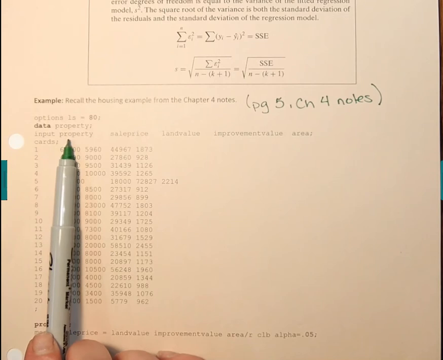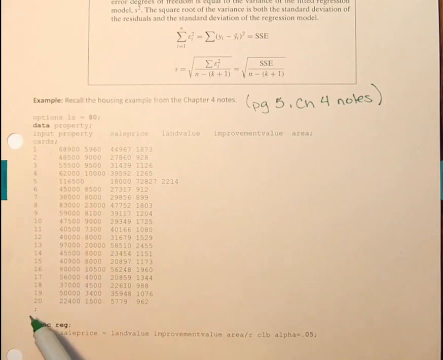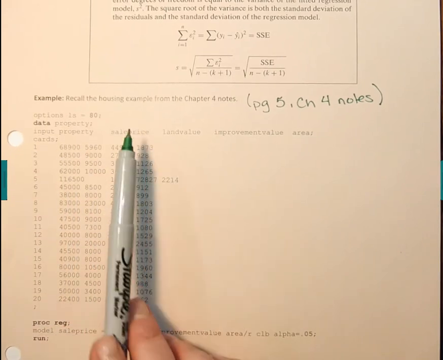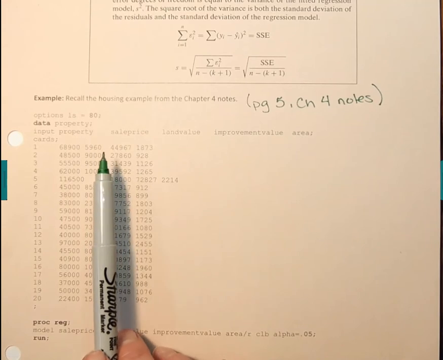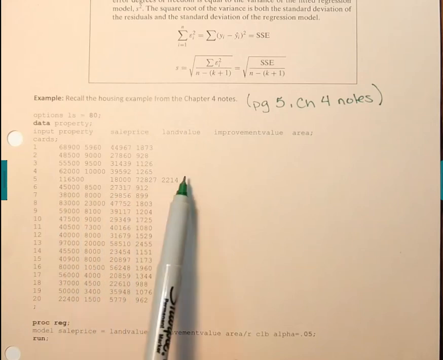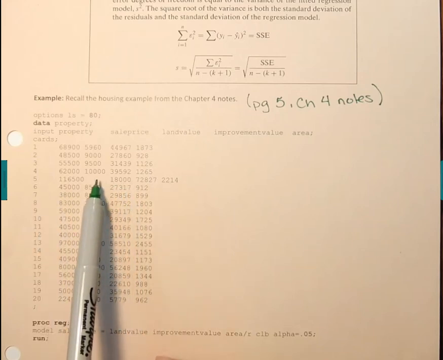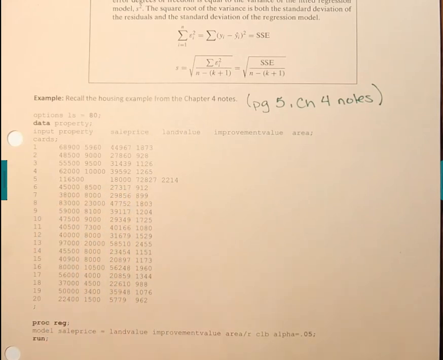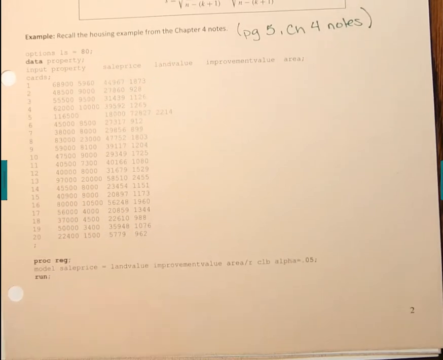Our first input is property, and that is just an identifier 1 through 20. The next one is the sale price. We then have the land value, the improvement value, and we then have the area. And this is just an error here. There's an extra space here, but SAS would read this line just fine. And then we saw previously how to run that regression model.